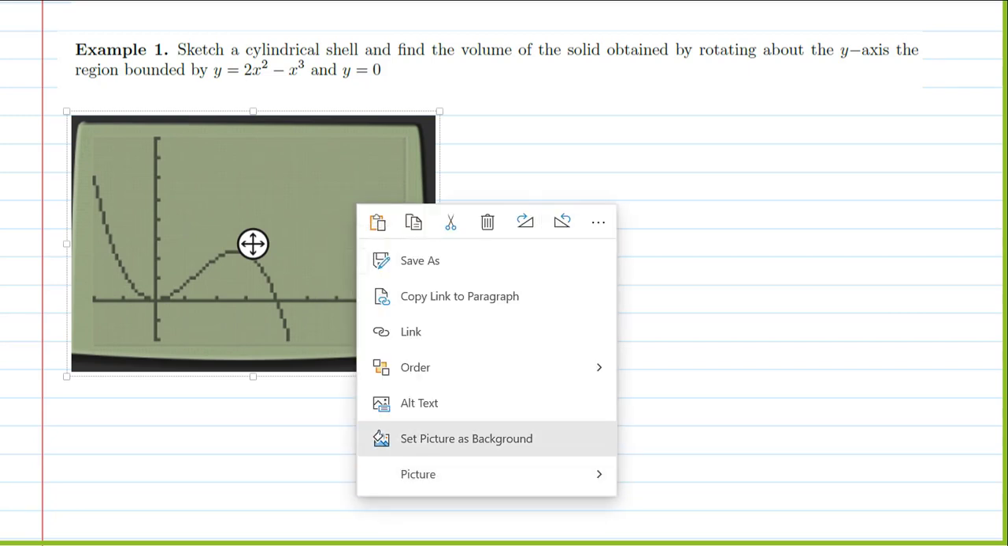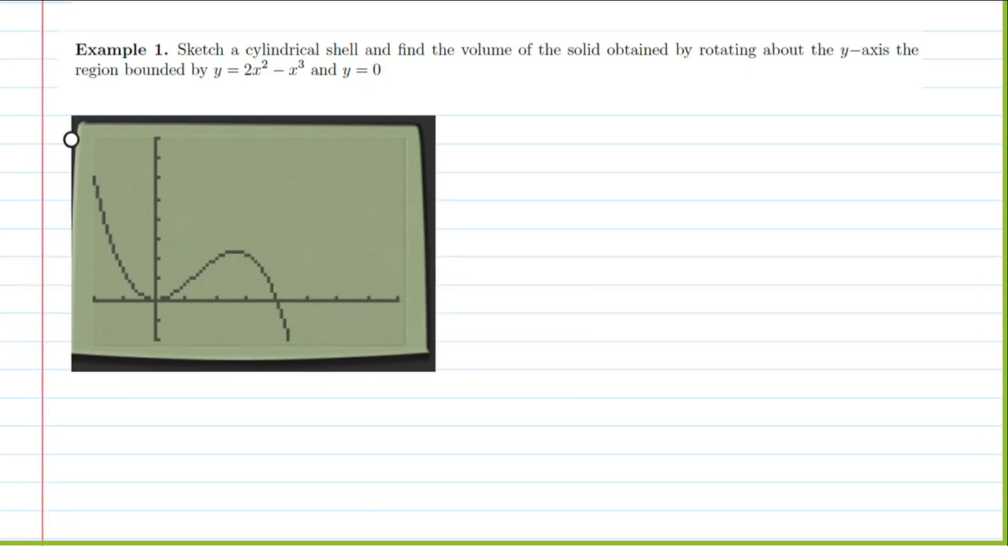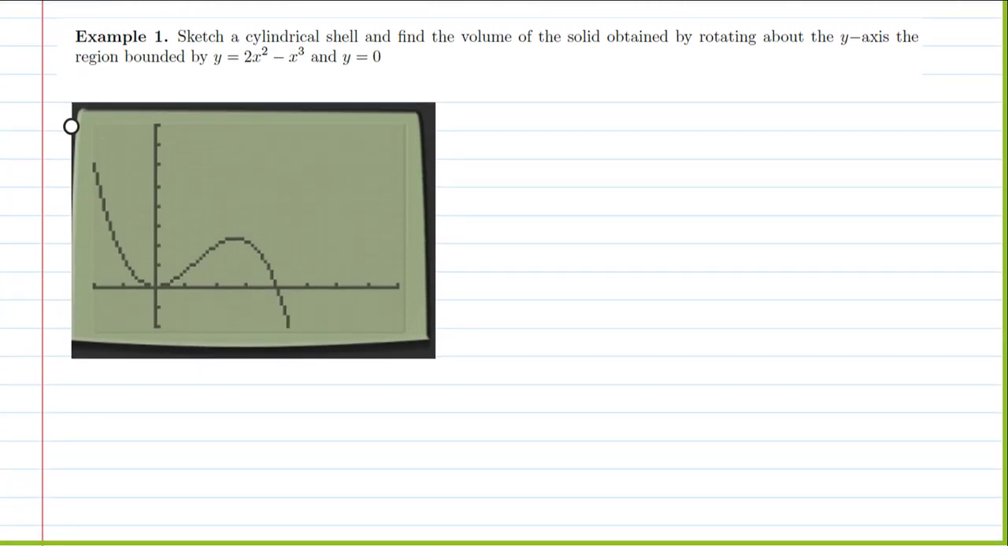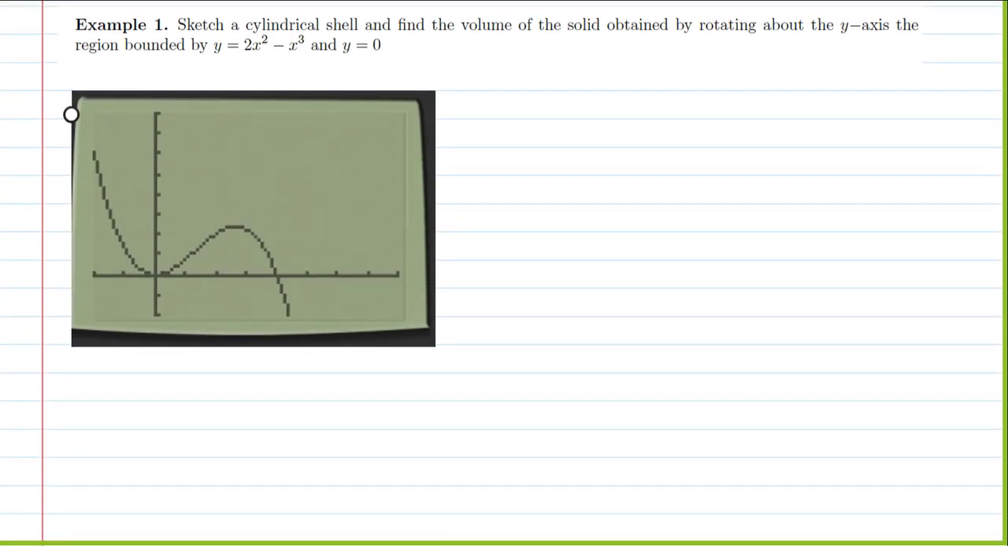So first thing we want to check is, what is our goal? We want to rotate this about the y-axis, and we want to use cylindrical shells. So with cylindrical shells, we know our approximating rectangle needs to be parallel to the axis of rotation. So that means my approximating rectangle is going to look something like this. So then my shell would actually look something like this.